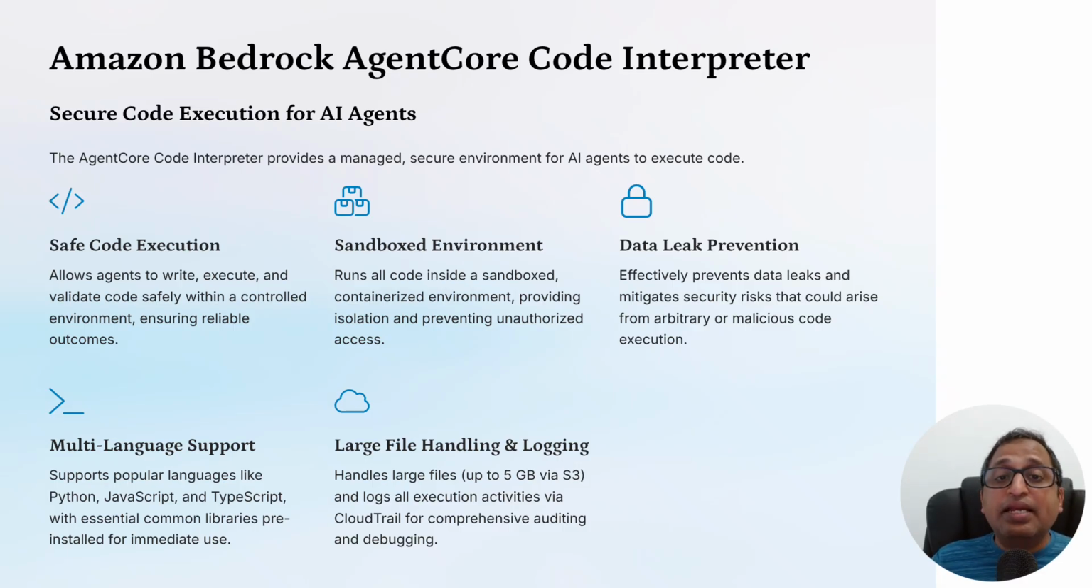And finally, it supports very large files up to 5 gigabytes when uploaded via S3, and every single execution is logged through CloudTrail. So what it means is that you have transparency, you have auditability, and it is easy to debug. So overall, this is a building block for safe, enterprise-ready AI agents that not only reason, but they can do some compute, some calculations on the fly by writing some code and executing them.